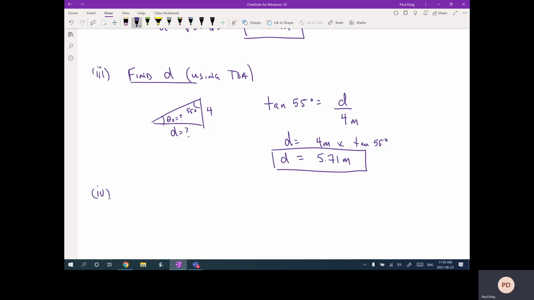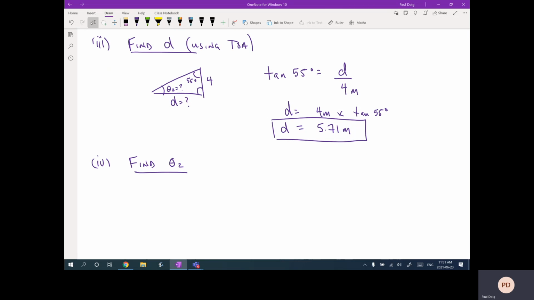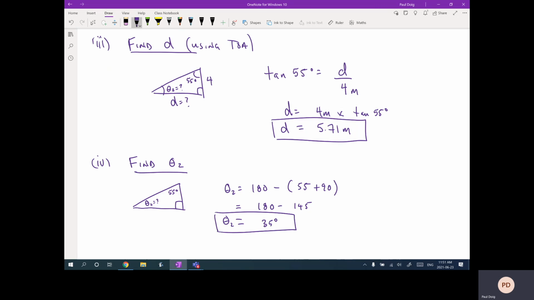Well, using my geometry knowledge, I know that all the interior angles of a triangle, this is a right angle triangle, add up to 180 degrees. So if I redraw this triangle and say, okay, there's 90, there's 55, this is theta 2, what is that? Well, theta 2 is going to equal 180 minus 55 plus 90. Okay, so what does that equal? Well, that's 180 minus 145, and we get a nice 35-degree angle here for theta 2.